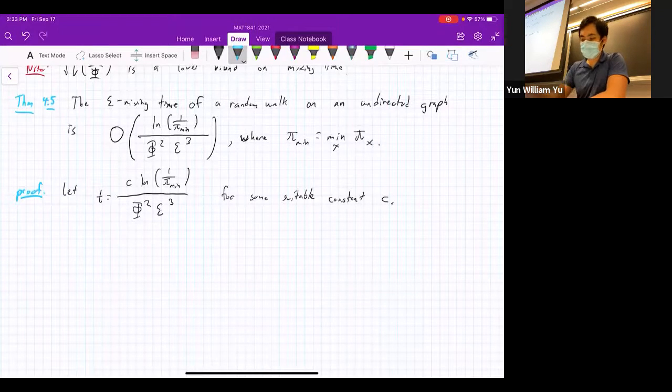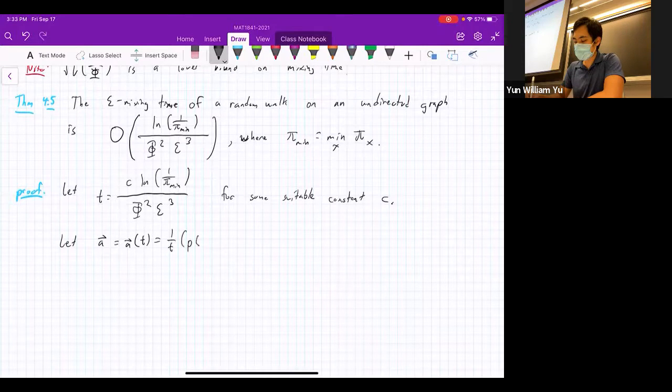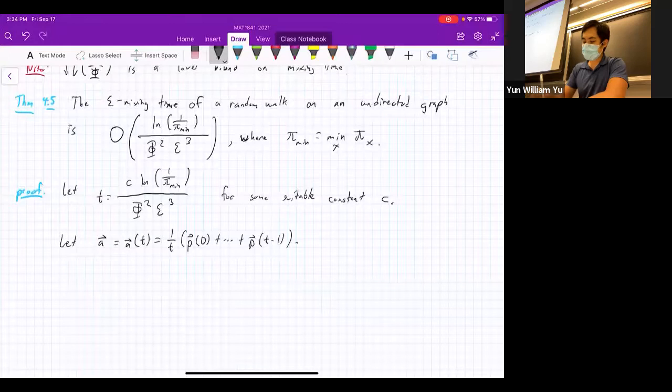And so in order to do this, let's review some notation. So again, we're only going to be worried about this particular time t. So we're going to define the vector A to be the average distribution over the first t steps, P of 0 plus dot dot dot plus P of t minus 1, divided by t. And so what we need to show is just that A minus pi in the one norm is less than epsilon.